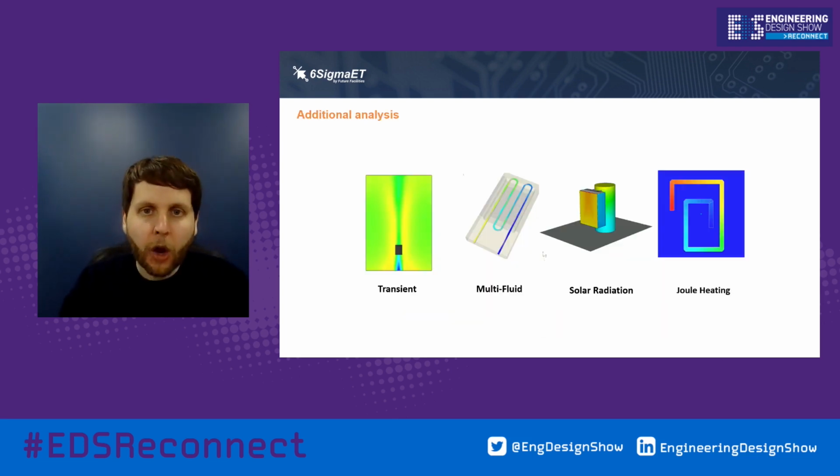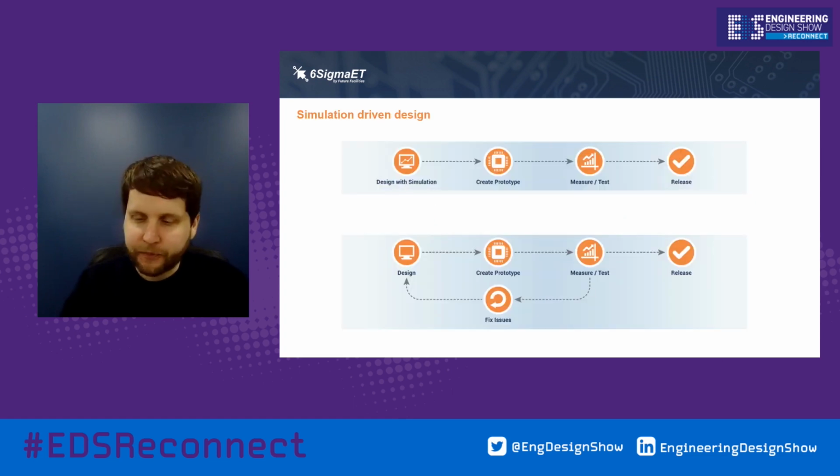Thermal simulation can also do transient analysis, can model liquid cooling, can model the impact of solar radiation, so things getting warm when in the sun, and also can model the impact of joule heating, which is the heating due to the current flow through traces or cables.